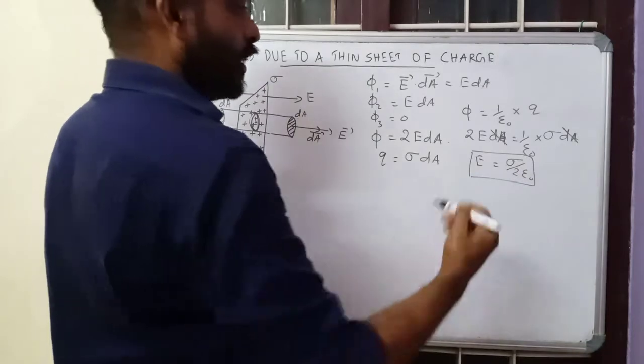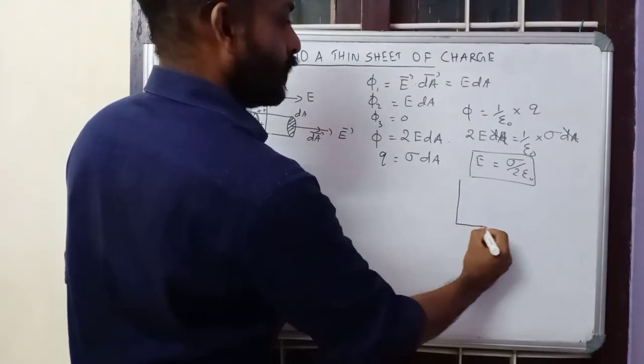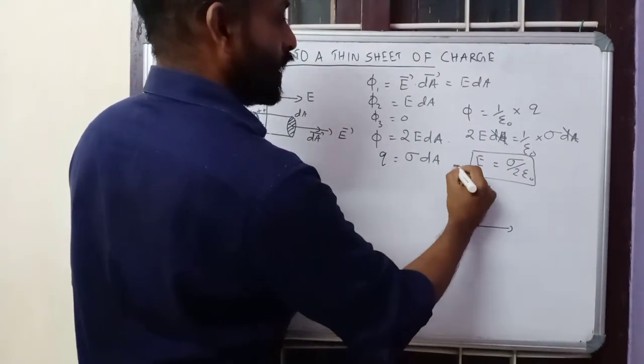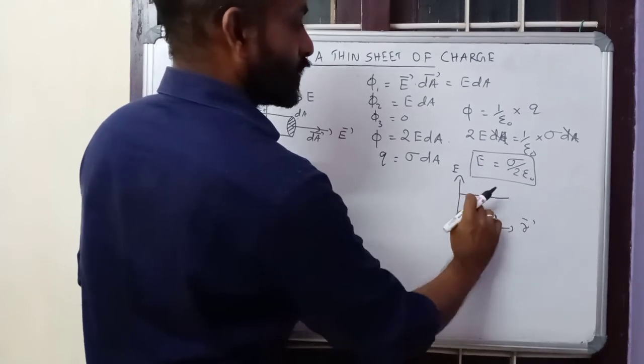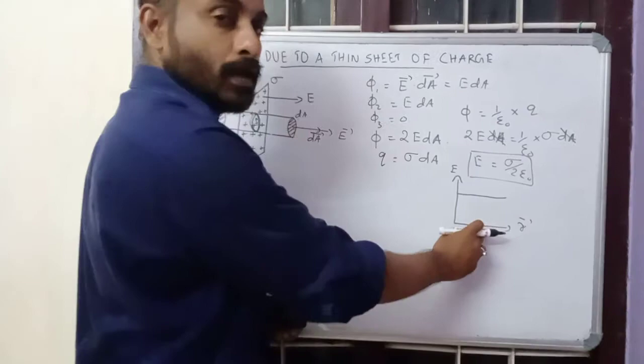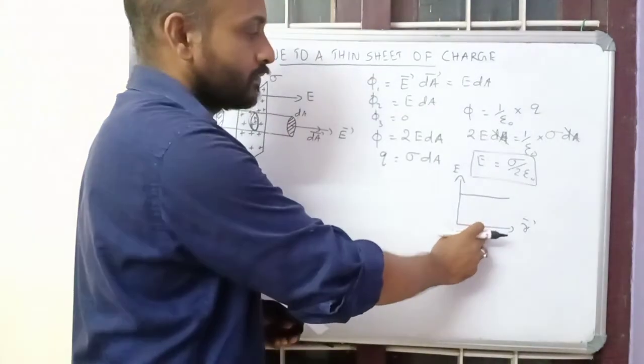So when you plot a graph between electric field and distance, this is electric field and this is the distance, we will get a constant value. So we will get a straight line parallel to the x-axis.